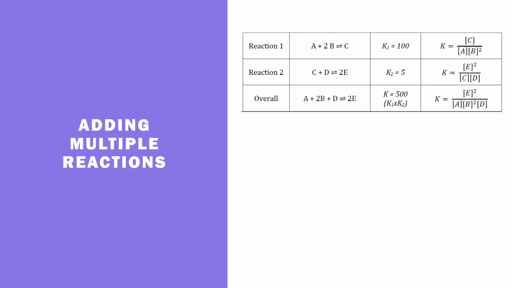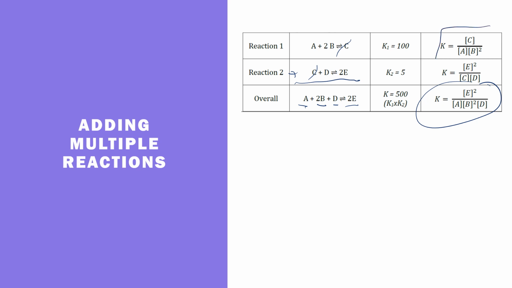Now, the third thing here is that if you're adding reactions together, just like we're doing with kinetics when you have multiple step reactions, if I were to add these two reactions together, the C's cancel, it's an intermediate, but we wind up with A, 2B, and D as reactants, and then 2E as our only product. So our new equilibrium expression is here.